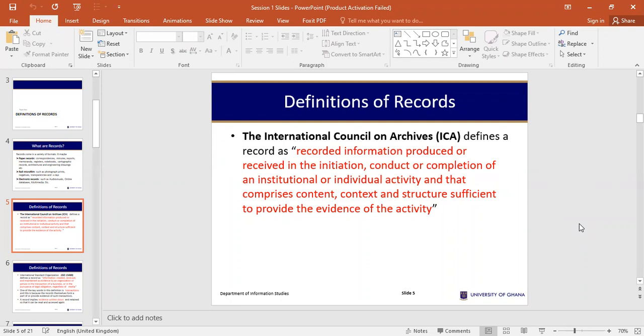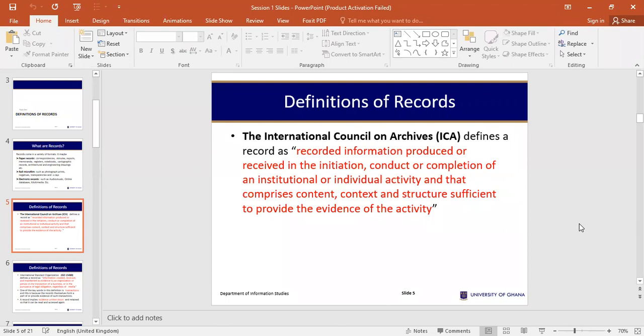But the moment you record it, you capture it onto a medium. Recording means you are capturing it onto a medium. The moment you do that, you convert it into recorded information. It becomes a record. So, recorded information produced or received in the initiation, conduct, and completion of an institutional or individual activity. So any activity that you initiate, you start, you conduct, you carry out as you go along, and at the point of completion of the institutional or individual activity, and that comprises content.